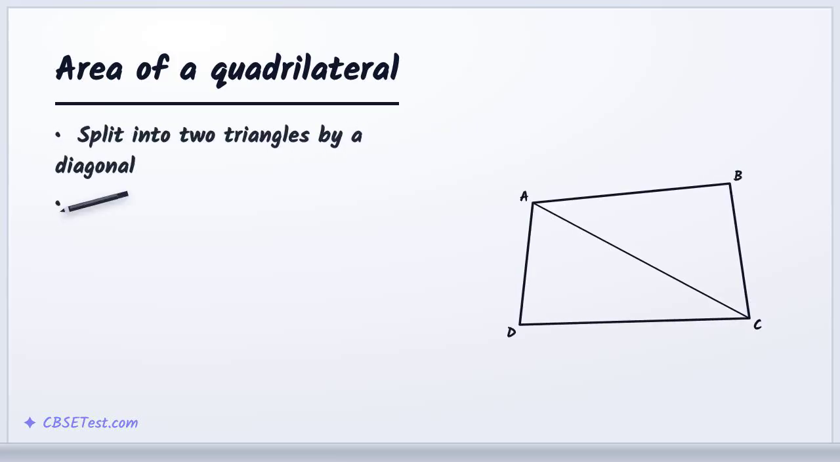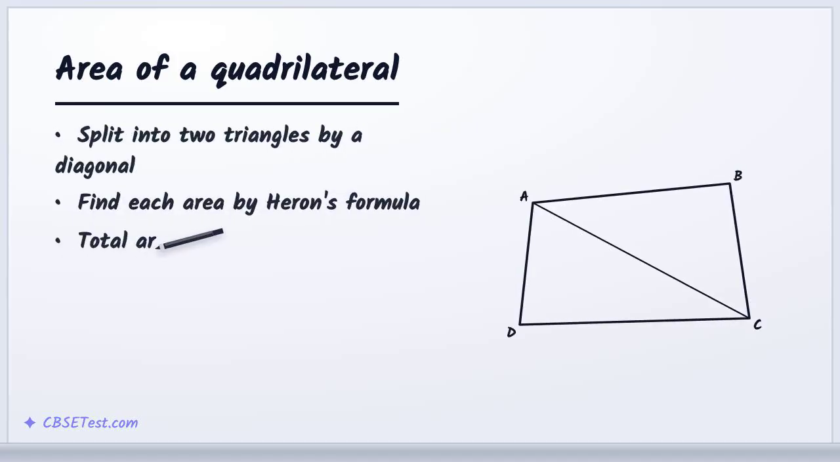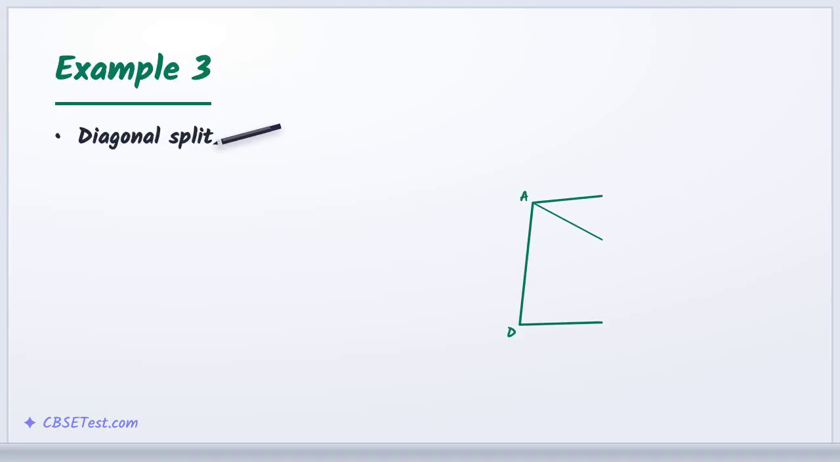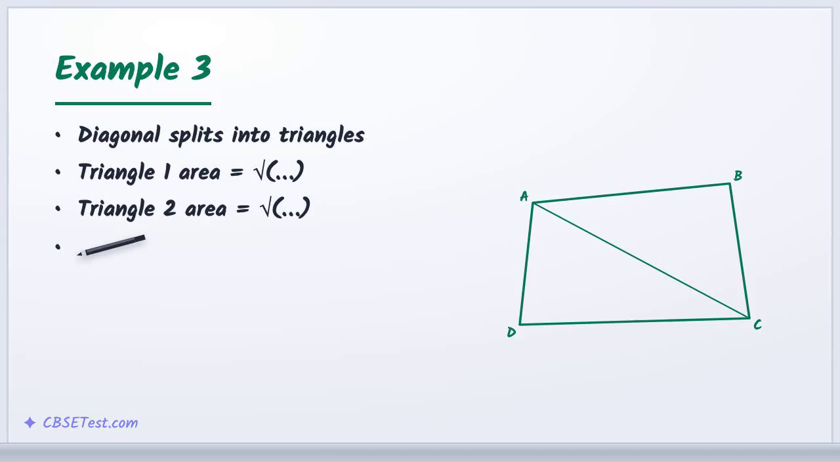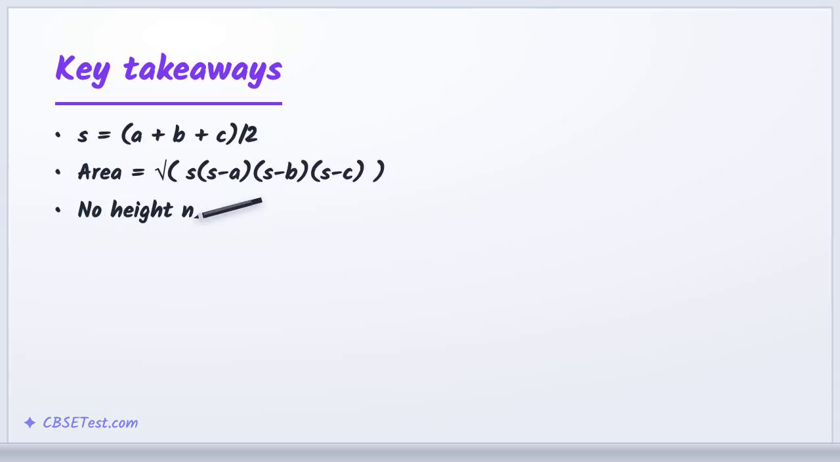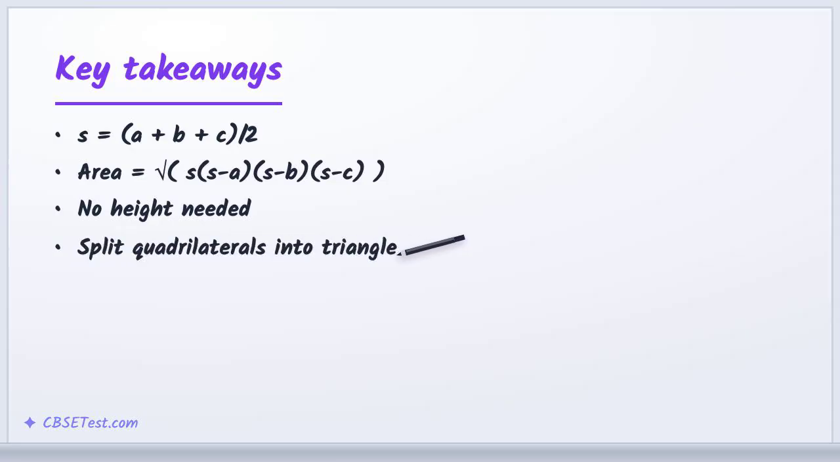To find the area of a quadrilateral, draw a diagonal to split it into two triangles. Use Heron's formula on each, then add the two areas together. So for a four-sided field, the diagonal gives two triangles. Apply Heron's formula to each triangle using its three sides, then sum the results for the total area. A powerful, practical method.